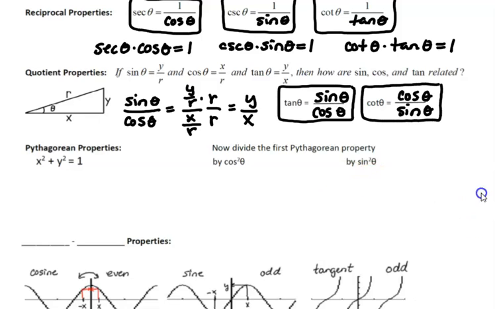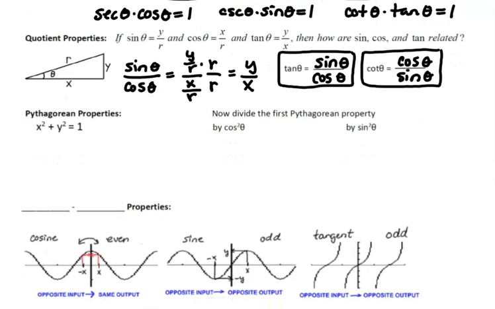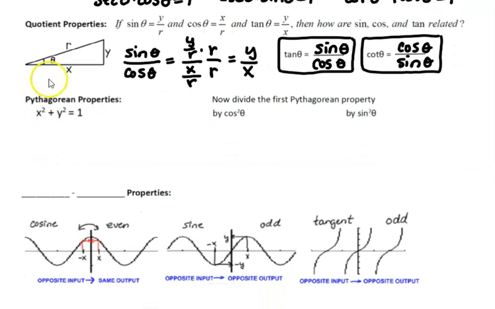The third group we're going to look at in this video are the Pythagorean properties. We will be referring to this drawing that we used for the quotient properties and these ratios that we used in the previous and that go along with this diagram. First of all, I need to make a correction right here. This is x squared plus y squared equals r squared. So if you look at this triangle up here, this is a right triangle, the Pythagorean theorem just says that x squared plus y squared equals r squared.